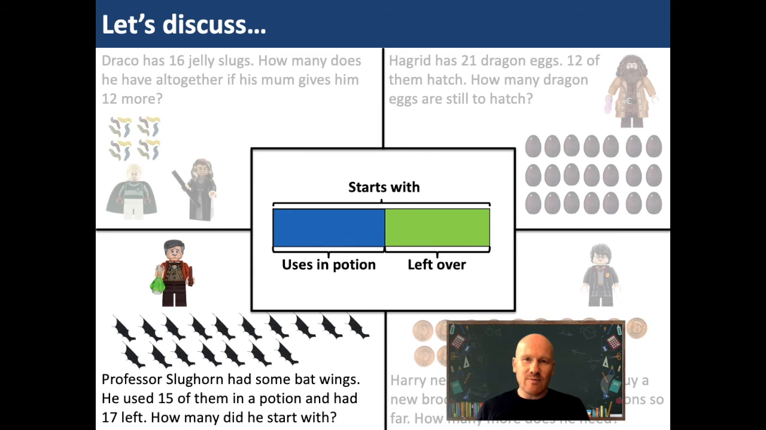Once we've described the parts, we've described the whole amount, then we can put in the values we know. And in this case, we know that he uses 15 in his potion and he's left with 17. So we can see that we've got a part whole problem where we don't know the whole amount, and hopefully you've been able to use a strategy that you've learned in order to solve that.